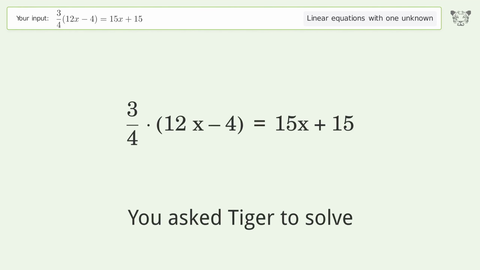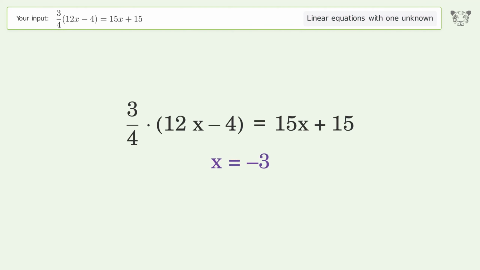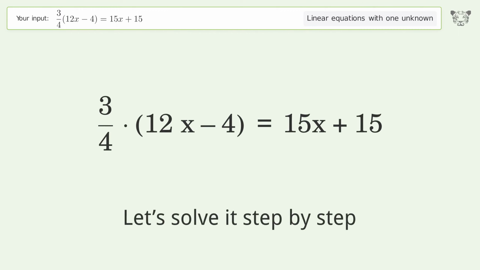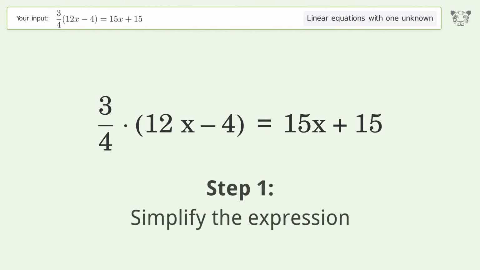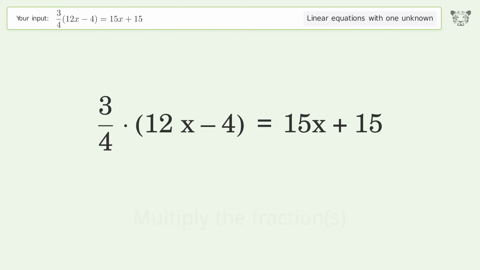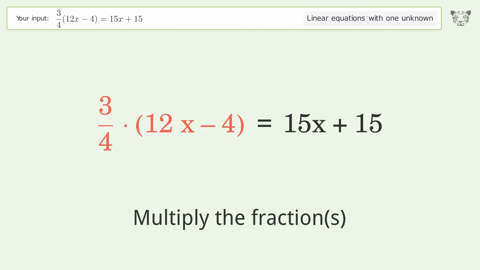You ask Tiger to solve. This deals with linear equations with one unknown. The final result is x equals -3. Let's solve it step by step. Simplify the expression. Multiply the fractions.